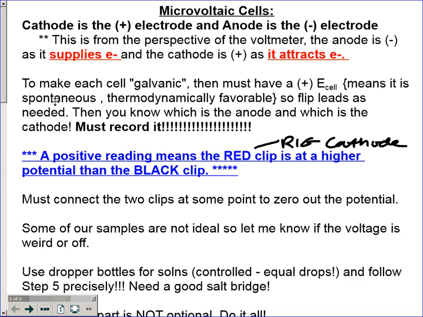Okay, so in this blue part here, it tells you which is which. You need to record who's the cathode. The cathode is the red clip. You need to record who's the anode, which is the black clip. So the positive reading means the red clip is higher in potential, which we now know means what? A higher reduction potential means what? More likely to be reduced, meaning you're the what? You're the cathode, right? You were the one reduced. So that's basically how you can read what your little leads are telling you.